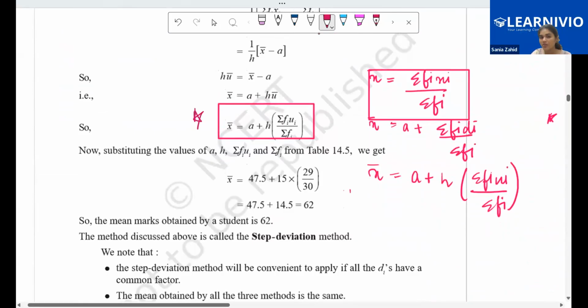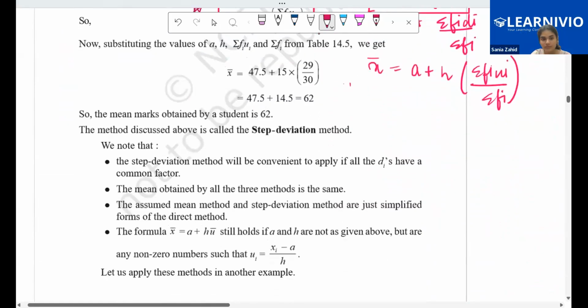This was the formula. You have an assumed mean plus h. Now what is this h? The class size, basically. Sigma fiui divided by sigma fi, right?